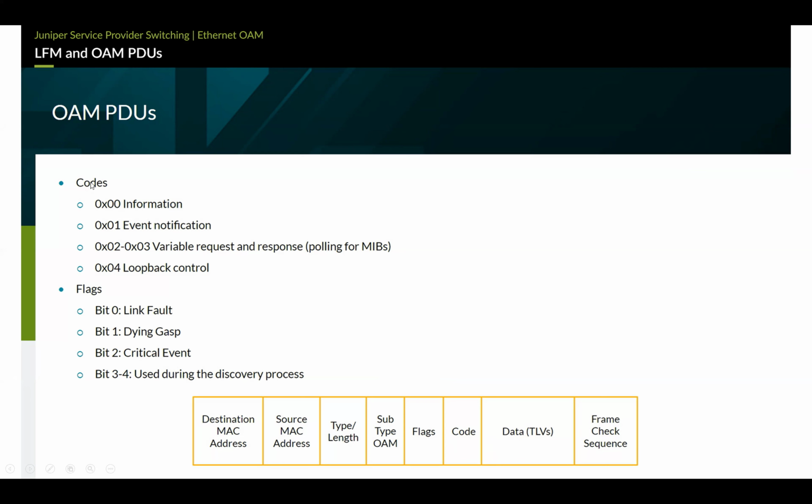OAM PDU contains some codes and flags, and this is basically the frame format. If you analyze one L2 frame, it has a destination MAC address, source MAC address, length or type, flags, code, data, and frame check sequence. Additionally, there is the subtype OAM. The OAM is included in the L2 frame.